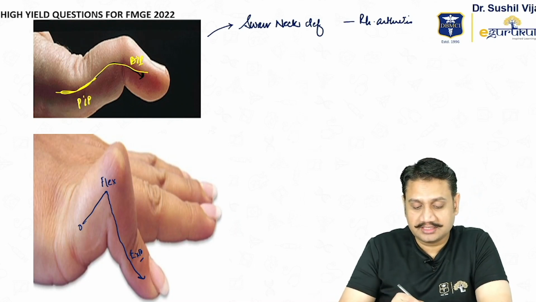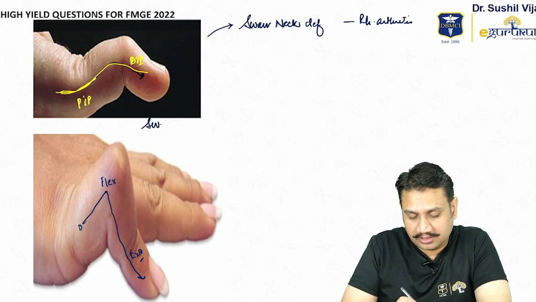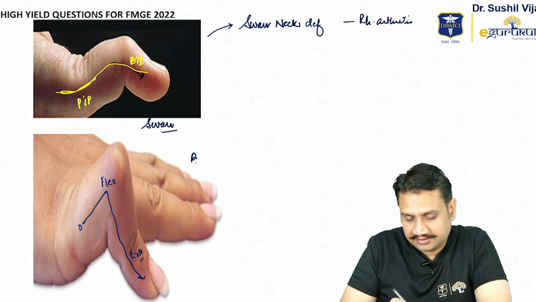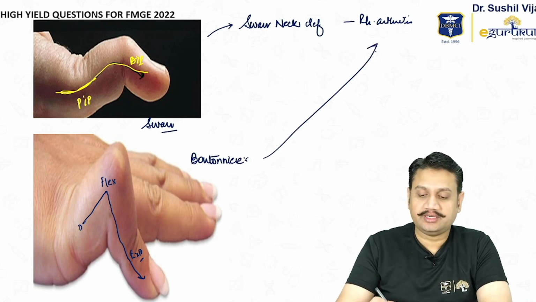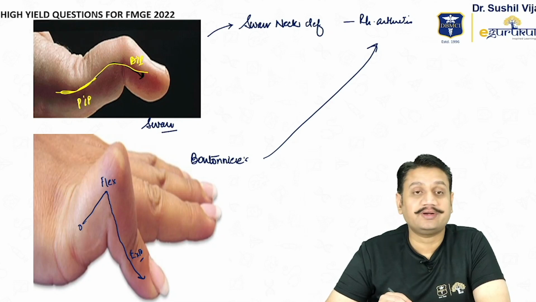This is what you call the boutonniere deformity. So the upper one is the swan neck, and this one is the boutonniere deformity. Both of them are seen in what problem? They are seen in rheumatoid arthritis.